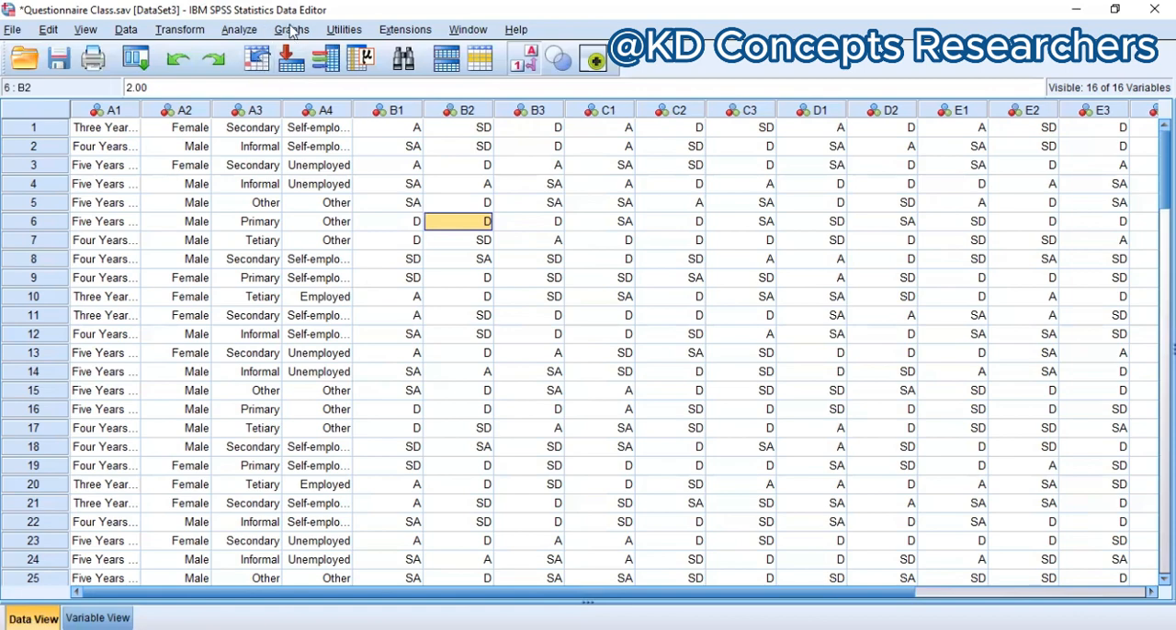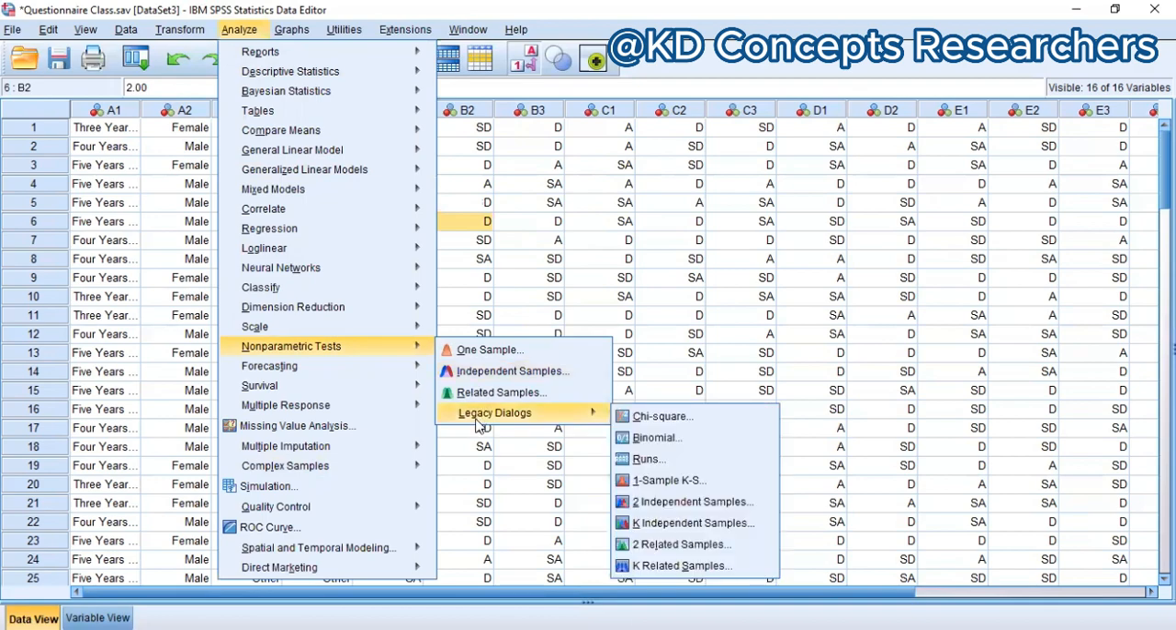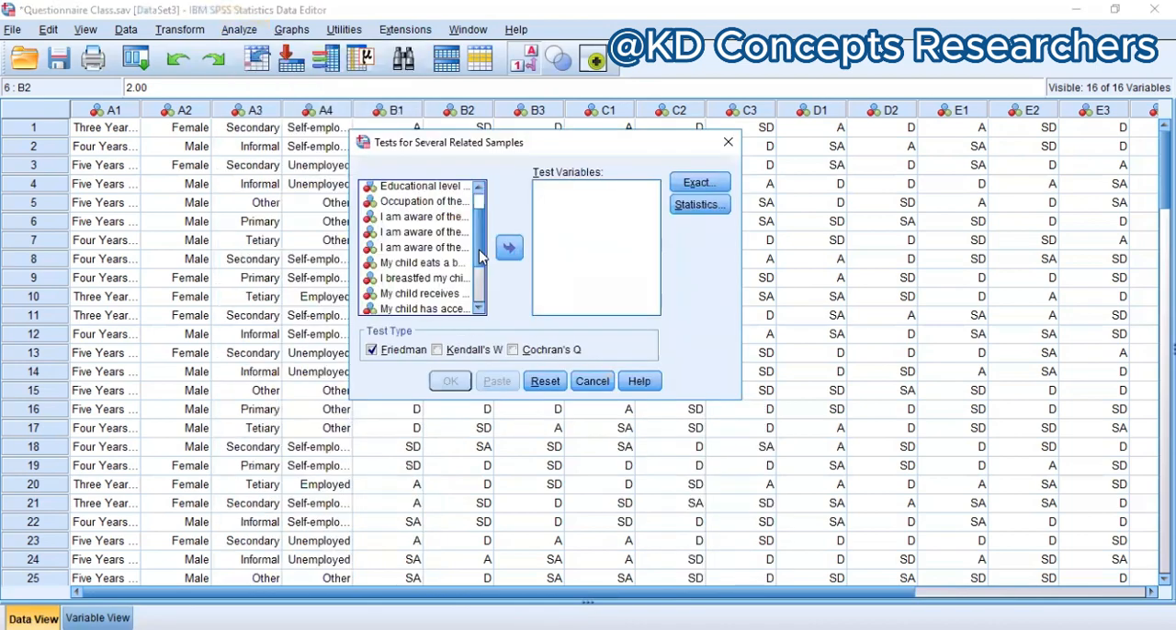We'll go to Analyze. Then down here we have our non-parametric tests. Then you go down to Legacy Dialogs. The very last one on the list is K Related Samples, and that's what we are going to use. Now, what are the related samples here? Related samples are the questions in section B, starting with B1 to B3.